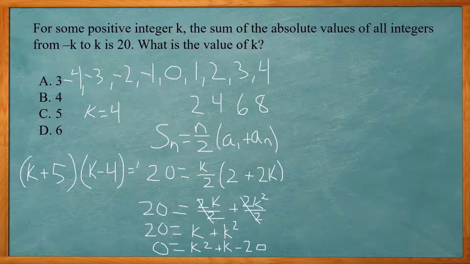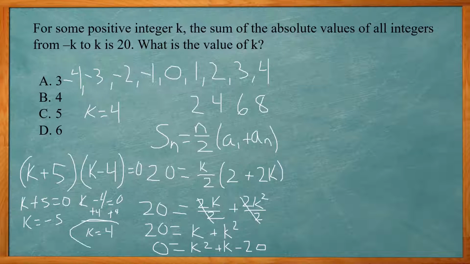That equals 0, so I set each of these equal to 0. k plus 5 equals 0, and k minus 4 equals 0. I subtract 5 from both sides and get k equals negative 5. Then I add 4 to both sides here, which gives me k equals 4. So just like we had before, k equals 4 when we use that formula.